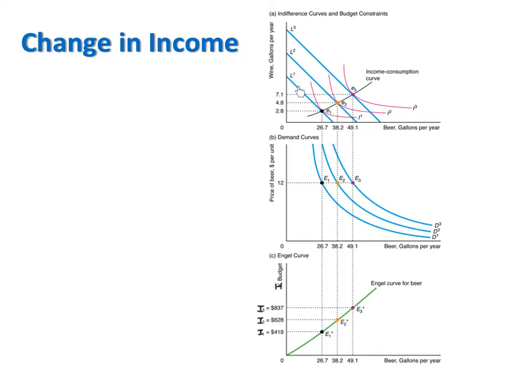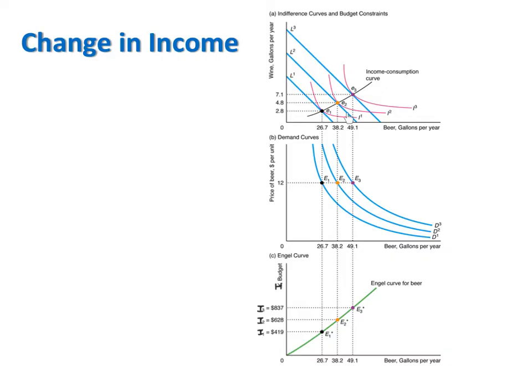Increasing income causes a parallel shift outward in the budget line. Because income increases, the consumer's affordable set expands, which allows him to move to a higher indifference curve. He now maximizes his utility by buying more beer and more wine per year than before.